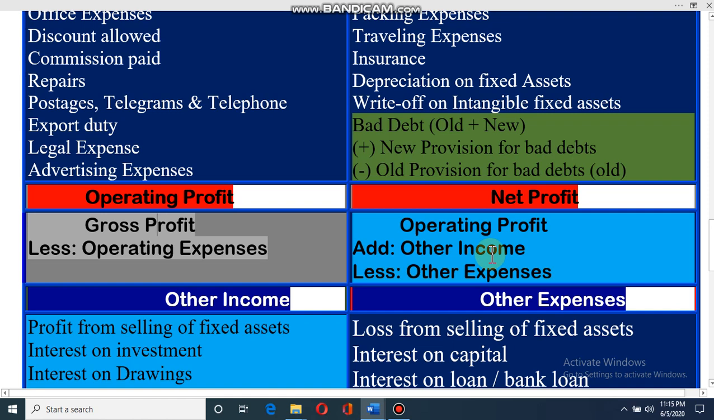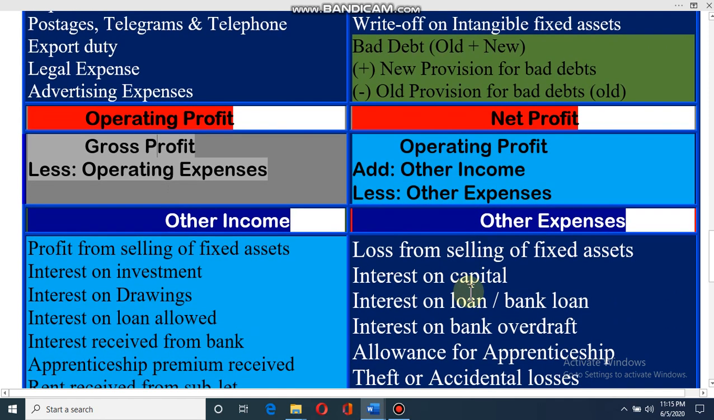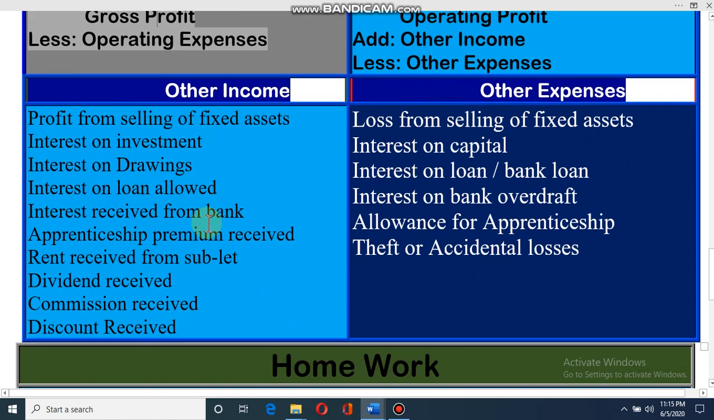Dear student, again I am telling, the formula of net profit is operating profit, and we have to add other income to that operating profit, and we have to subtract the other expenses. Dear student, now what is other income?